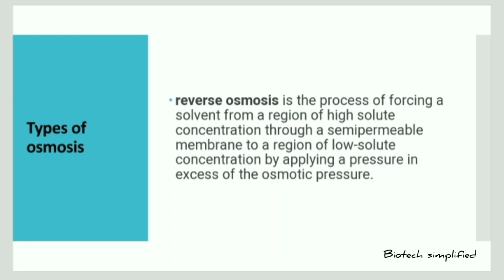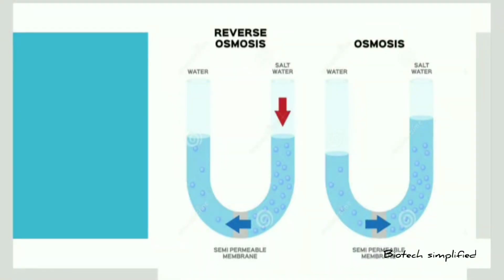So, reverse osmosis is the flow of solvent from a region of high solute concentration to a region of low solute concentration through a semi-permeable membrane. And in flowing, we give a pressure which is in excess to the osmotic pressure. Now let us make sure the concept of reverse osmosis is clear.